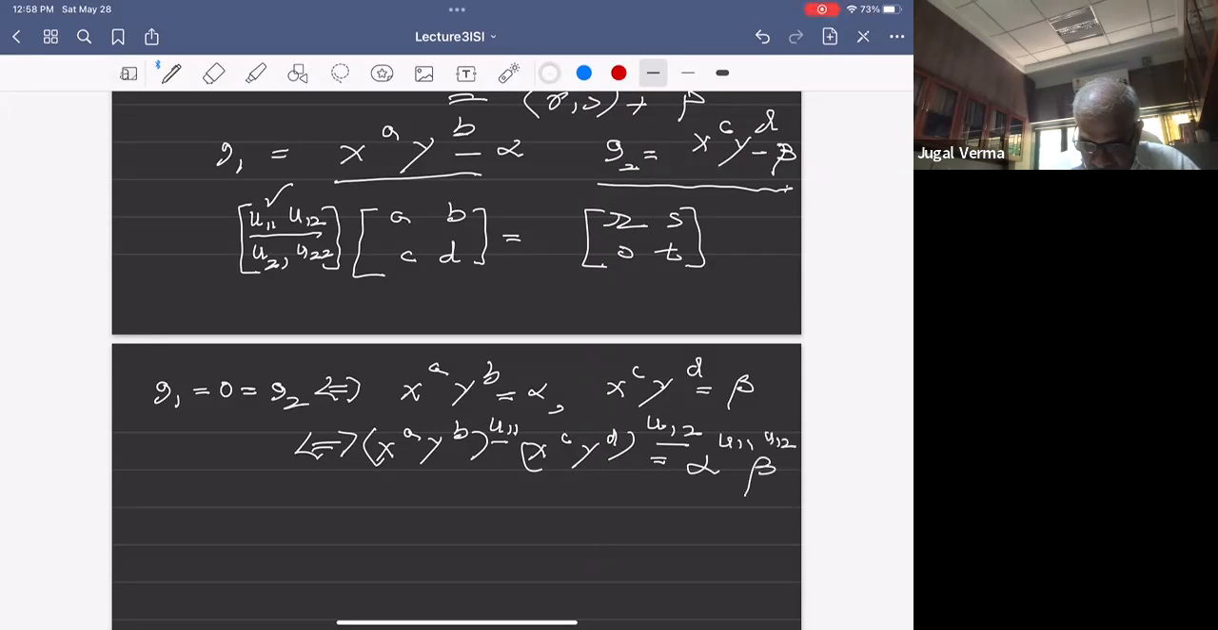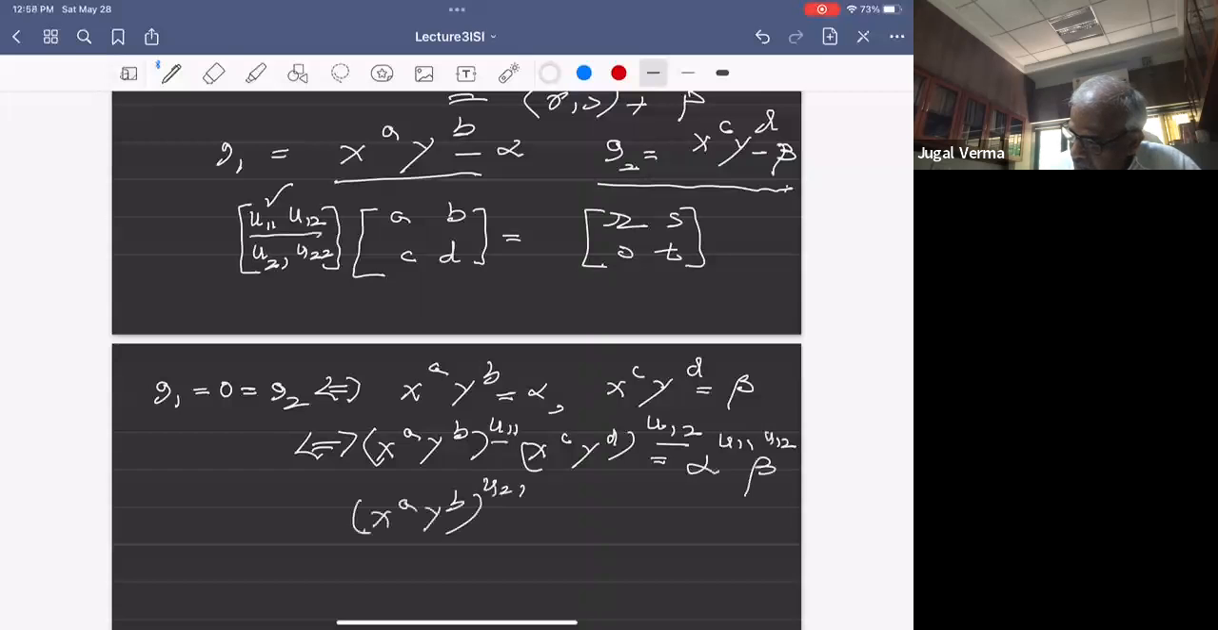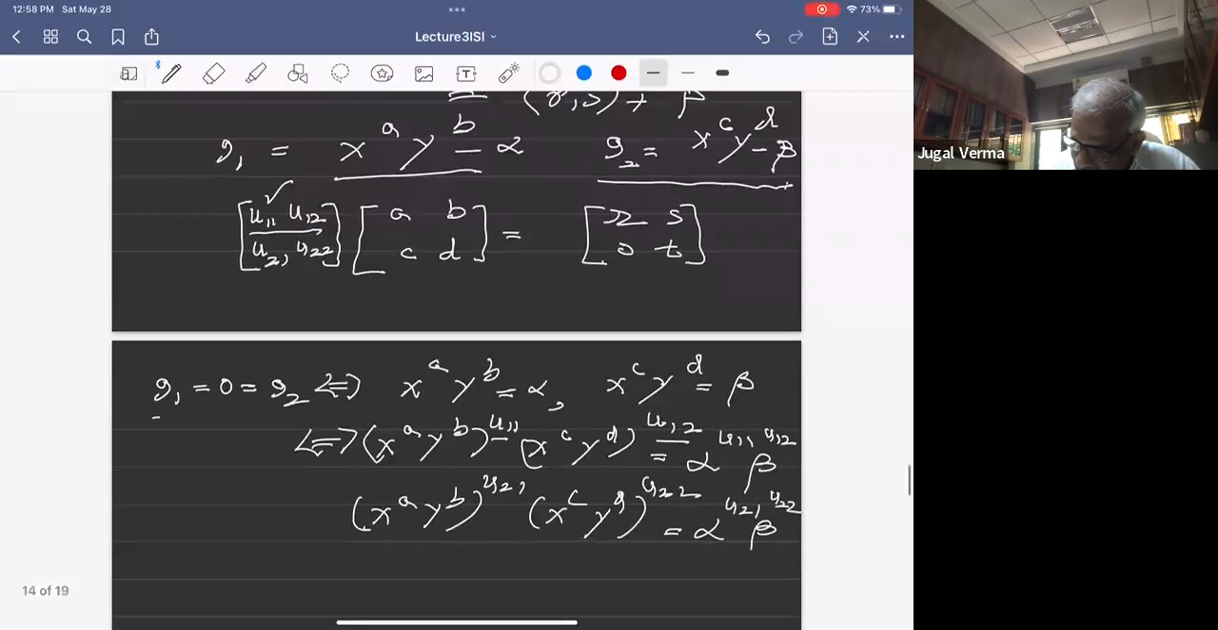I do the same thing and look at the second row of the U matrix: X^A Y^B to the power U21, X^C Y^D to the power U22, and that is alpha^U21 beta^U22. So you can see that G1 and G2 are 0 if these two are satisfied.